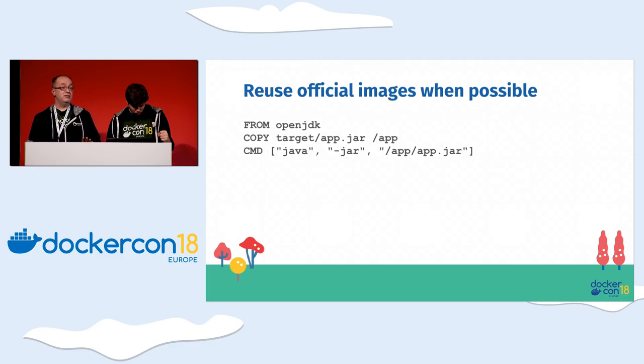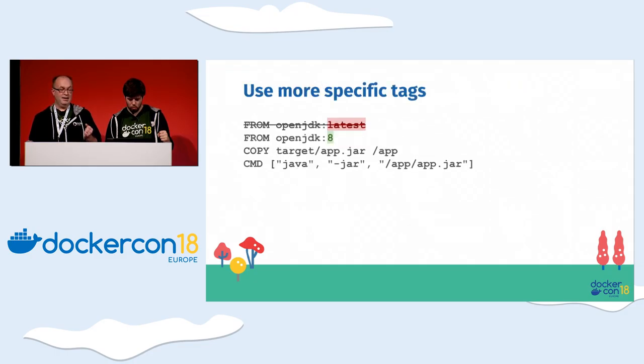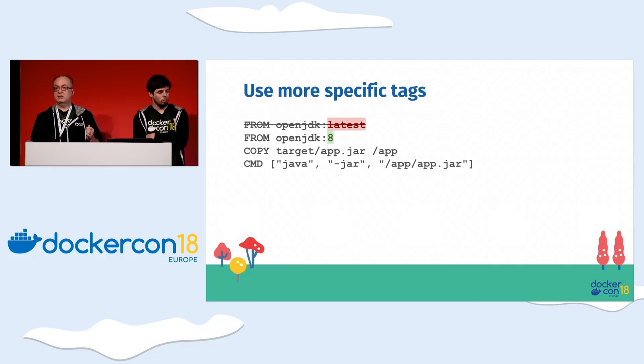So now we switch to the official OpenJDK image, and it's only 3 lines now in the Dockerfile. So it looks great. But we are not very specific, because we're using the OpenJDK image, but what version do we get? If you don't specify a version, don't specify a tag, the latest tag will be used, and that's not best practice, because what's latest today won't be latest tomorrow, so you want to be specific.